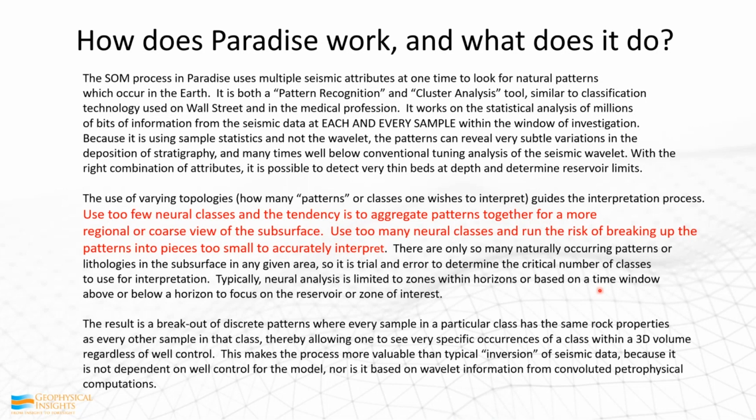What I do want to point out is this is not a one and done operation. This is experimental, and you're calibrating to your well information, which is critical. If you use too few neural classes, or you're looking for too few patterns, then you have a tendency to aggregate the natural patterns that are there in the subsurface. And if you use too many neural classes, you run the risk of breaking up the patterns into pieces too small to accurately interpret. That's one of the main elements here in using Paradise.